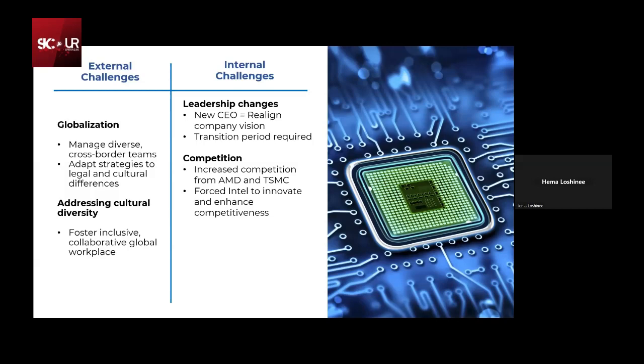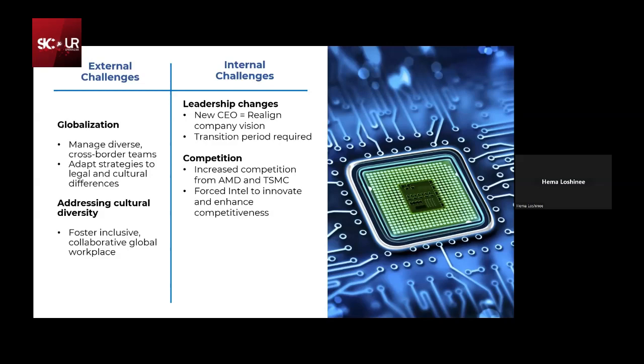Okay, so for external challenges, this one is globalization. In today's global business landscape, effective leadership means managing diverse teams across borders and adapting strategies to different legal and cultural contexts. This requires creating an inclusive environment, understanding local regulations and customs, and tailoring approaches for success in an interconnected world. Next is addressing cultural diversity. Creating a collaborative and respectful global workplace hinges on embracing inclusive policies and practices. This promotes diversity, open communication, and a harmonious work environment, enabling organizations to thrive on a global scale.